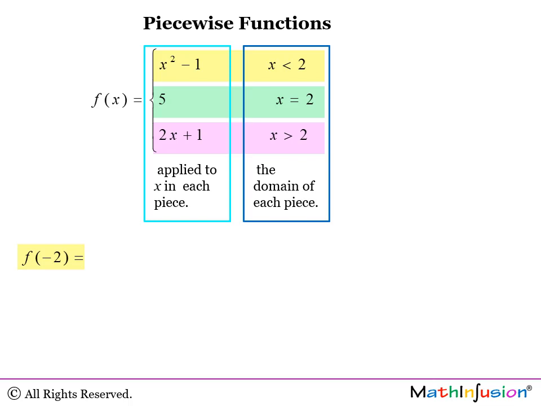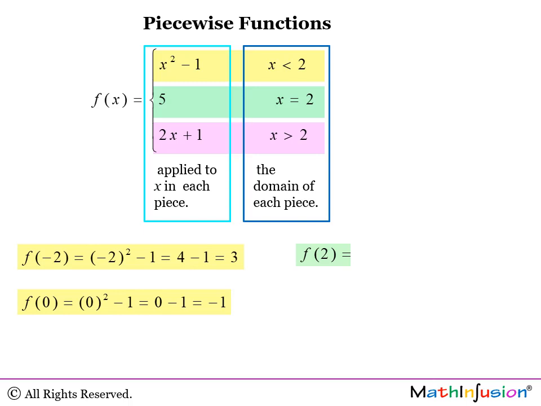For example, f of negative 2, because negative 2 is less than 2, I have to apply x to the power of 2 minus 1, and I get that f of negative 2 equals 3. f of 0. 0 is less than 2, so I have to apply again the function x to the power of 2 minus 1. So it's 0 to the power of 2 minus 1, and I get negative 1. f of 2. On the domain x equals 2, f of x equals 5. So this is 5. f of 3. 3 is more than 2, so I have to apply the function 2x plus 1, and I get 7.